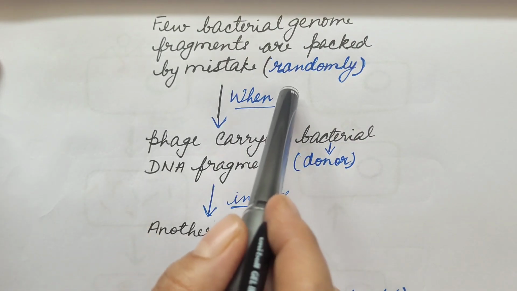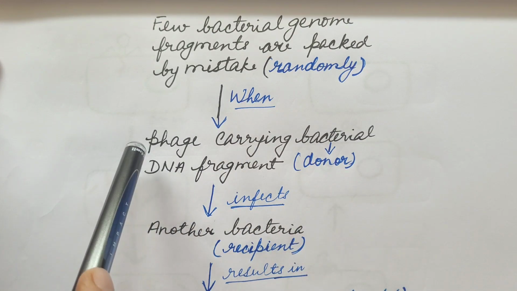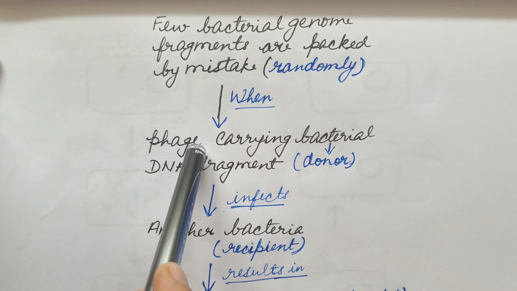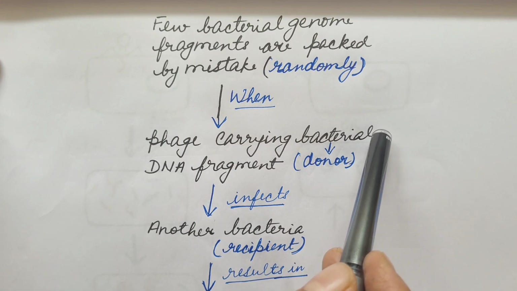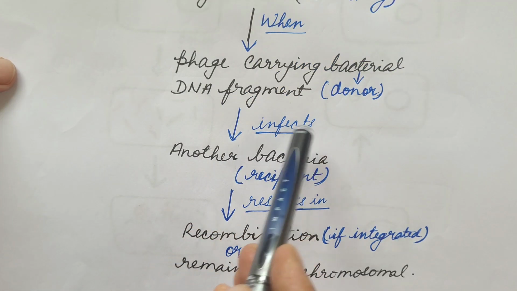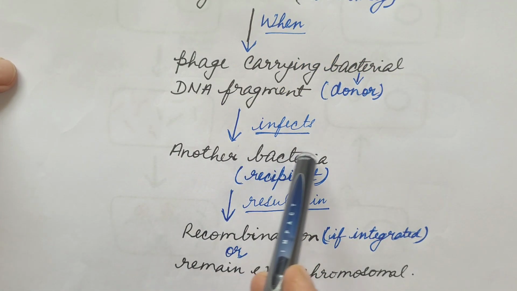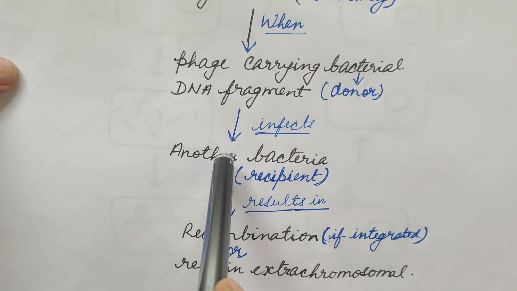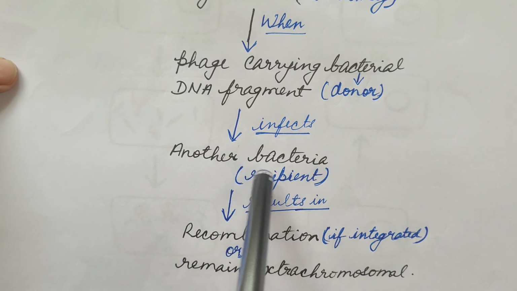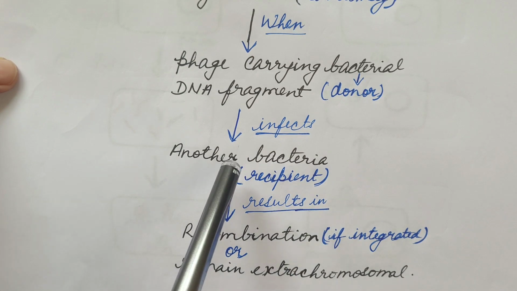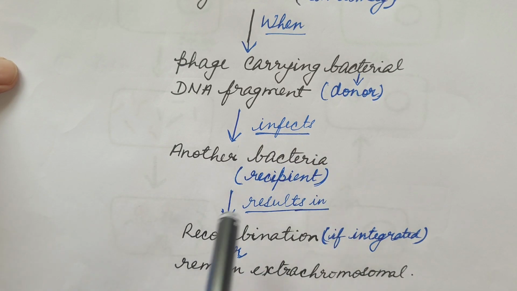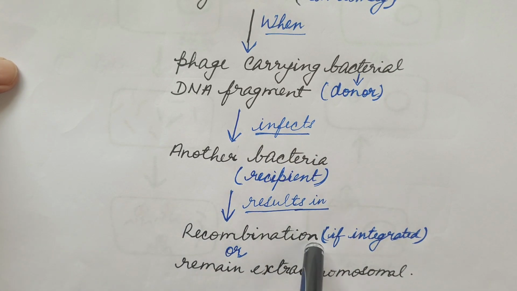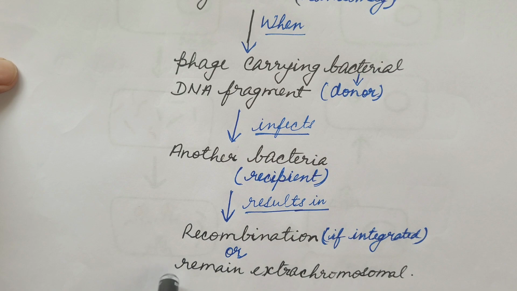When the new viral particles that are formed are released, if the phage or the virus that carries the bacterial DNA fragment, that is DNA from the donor, comes and infects another bacterium, which we call the recipient, then it injects its genetic material in the recipient bacterial cell. After that, this injected genetic material either integrates with the recipient bacterial genome and results in the formation of recombination, or it remains extrachromosomal in the cell like a plasmid.